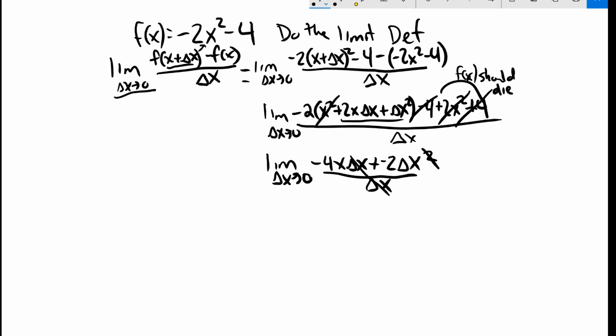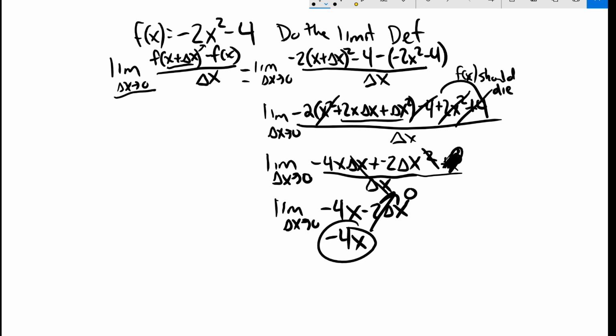Please don't be the person that thinks you can cancel out delta x if there isn't a delta x in every term. If I have a plus x cubed here, I've done something wrong. I can't do this. But I don't, so ignore that. In this problem, I get -4x minus 2 delta x as my remaining part. I can plug in delta x approaches 0, so this just goes to 0, and I get -4x.